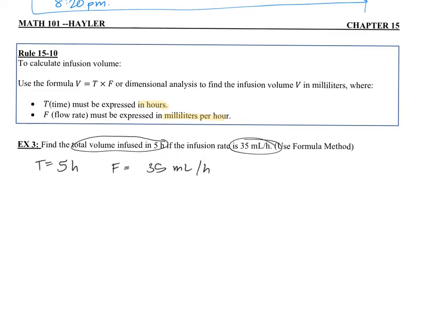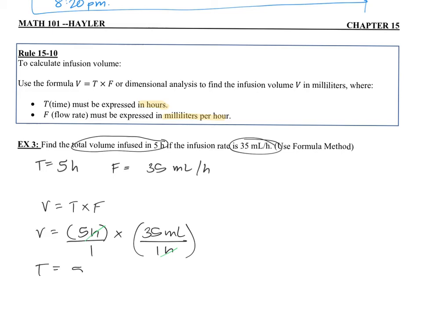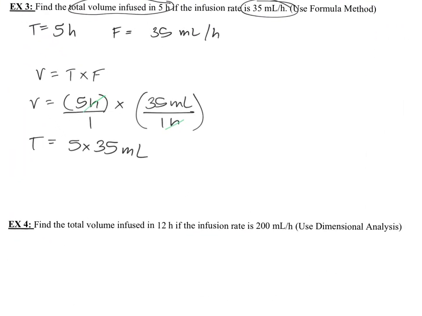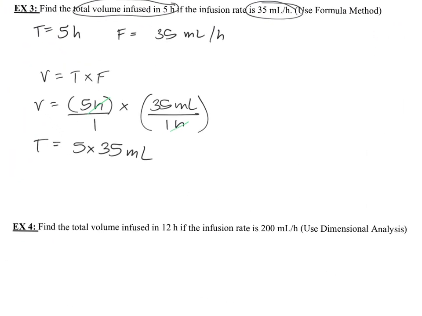Okay, so we found the needed information. We can go ahead and plug those into our formula. V equals T times F. So V is going to equal, the time was 5 hours, times the flow rate, which is 35 milliliters, not miles, in 1 hour. Let's put the 5 hours over 1. When we do that, we can go ahead and cancel out the hours. And we are left with V equals 5 times 35 milliliters, which is going to end up equaling 175 milliliters.